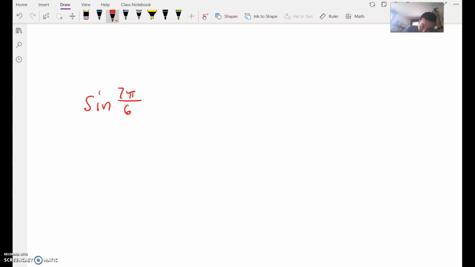Sine of 7 pi over 6 times the cosine of what equals 1/4? Let me just make that up. So you're like, what? The sine of 7 pi over 6 times cosine of blank equals 1/4? How am I supposed to know that, Smith? Well, you just take it one piece at a time. Let's work with what we do know.